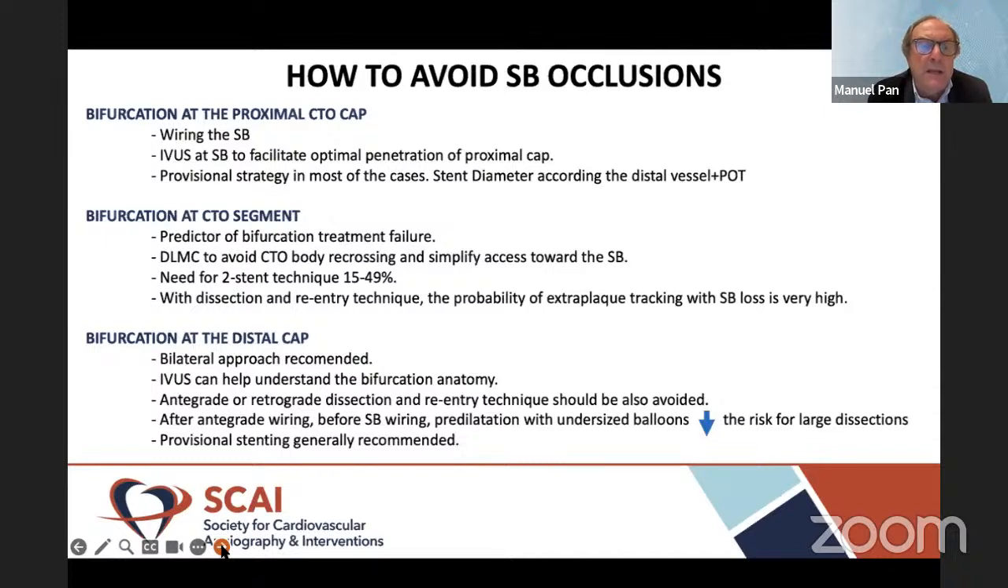In the distal cap it is similar. Bilateral approach is recommended. IVUS is useful. Antegrade or retrograde dissection and re-entry should be avoided if possible, and provisional stenting is generally recommended.